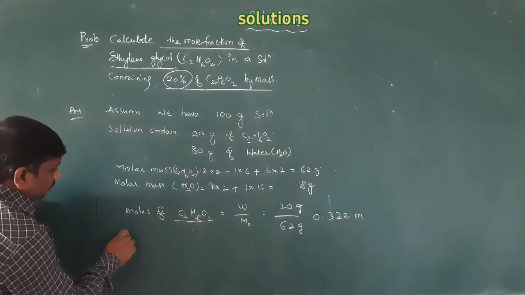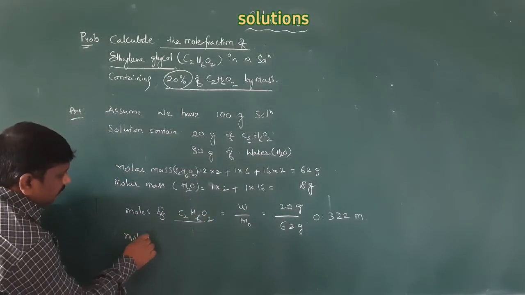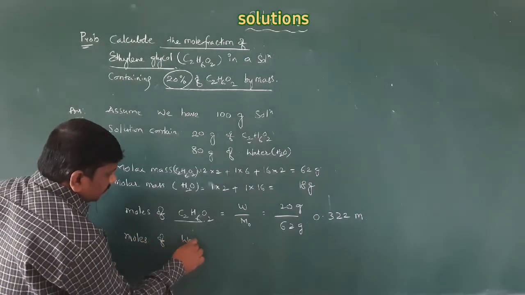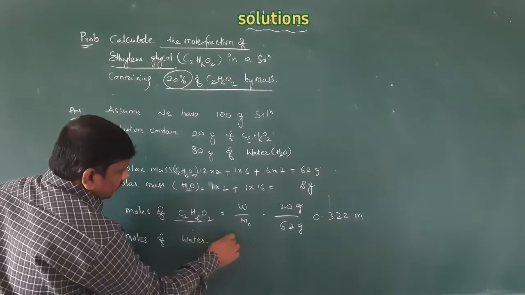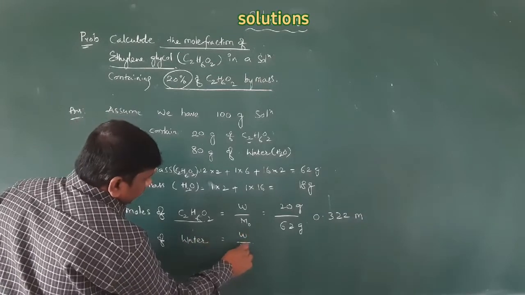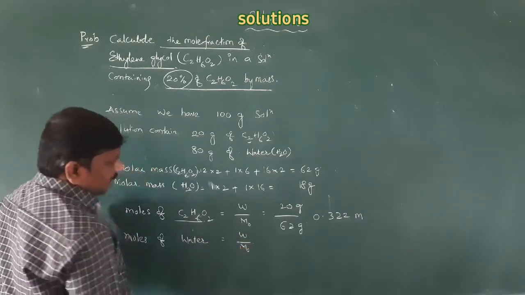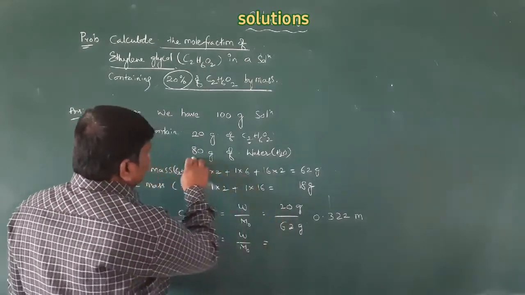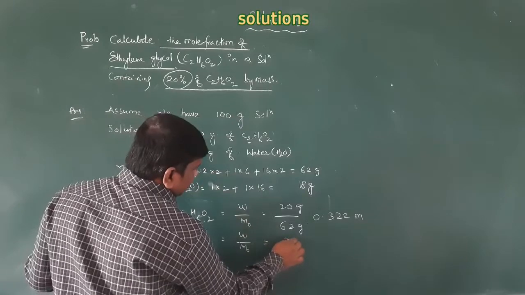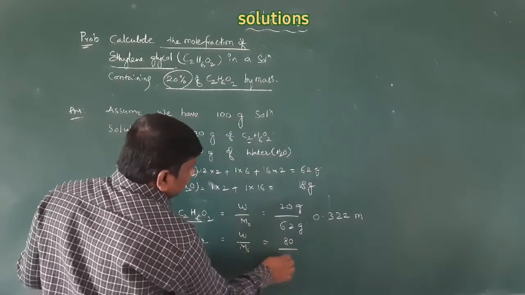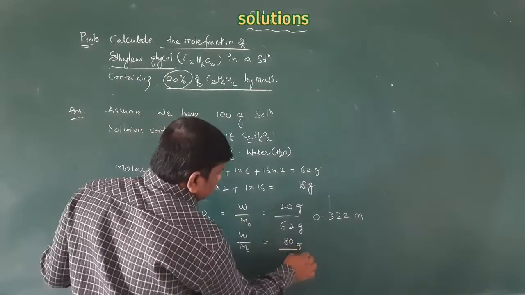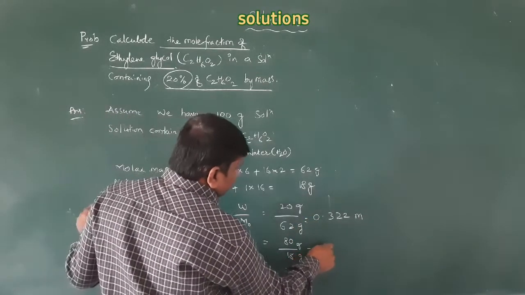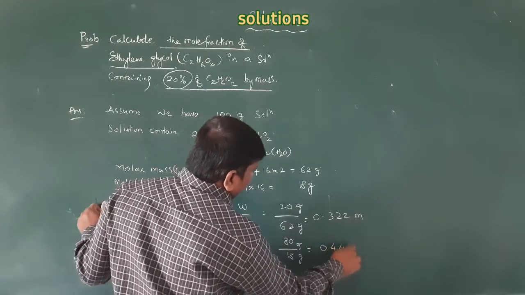Next, moles of water. Moles of water is equal to weight by molar mass of the component. Here how much weight is given? 80 grams. What is the molar mass of water? 18 grams. Now what is the answer? 0.444 moles.